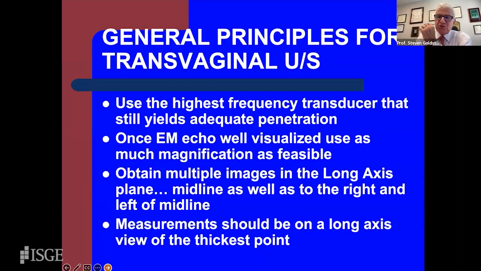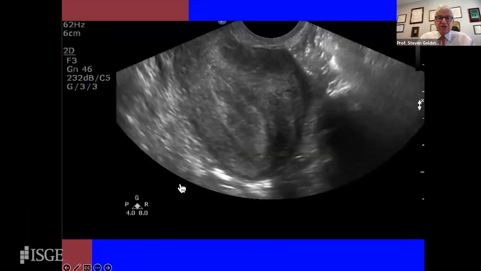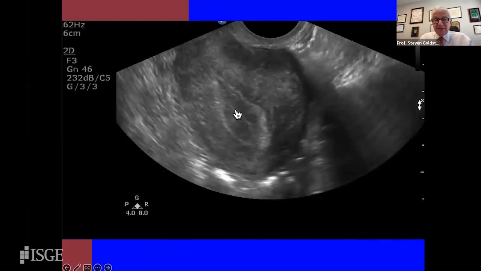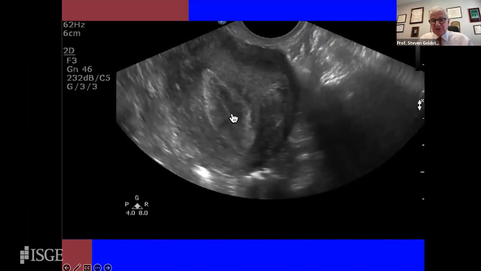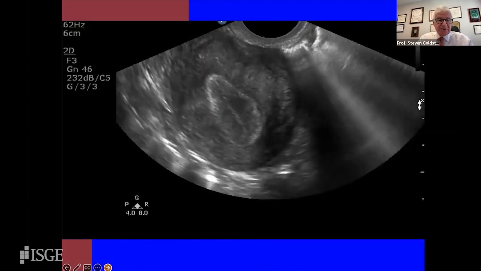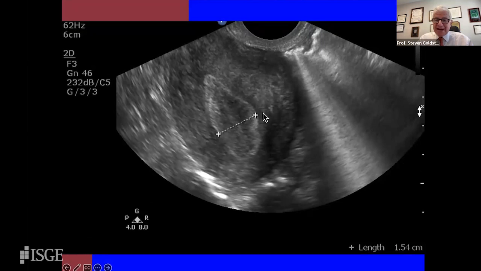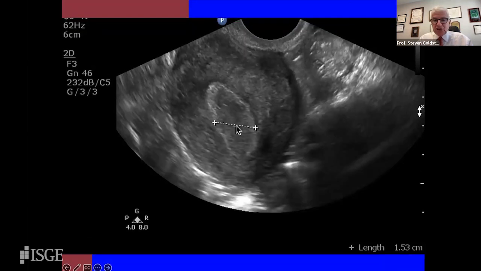Some general principles: if you do ultrasound or you order it, the higher the frequency transducer that still gives adequate penetration should be utilized. Once the endometrium is visualized, you want to use as much magnification as possible. We get multiple images in the long axis plane in the midline as well as to the right and left of midline. And we want to measure on the long axis at the thickest point. So for instance, here's a clip of the endometrial echo. You can see this uterus is somewhat axial, a little bit retroverted. If we freeze the frame, you want to measure at a right angle. You do not want to measure at a skewed angle.